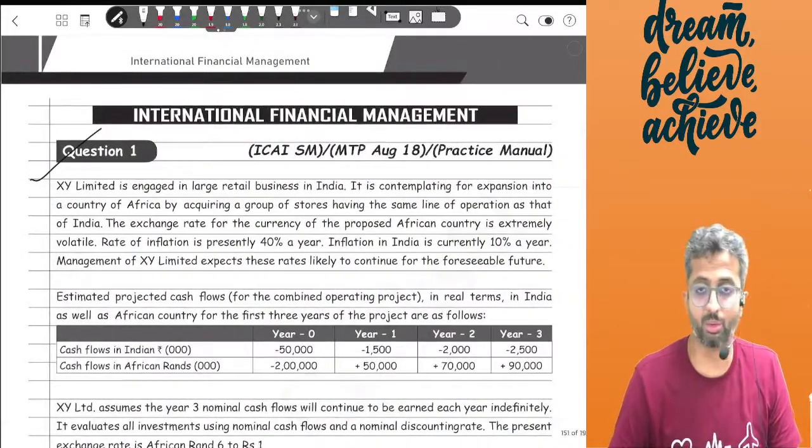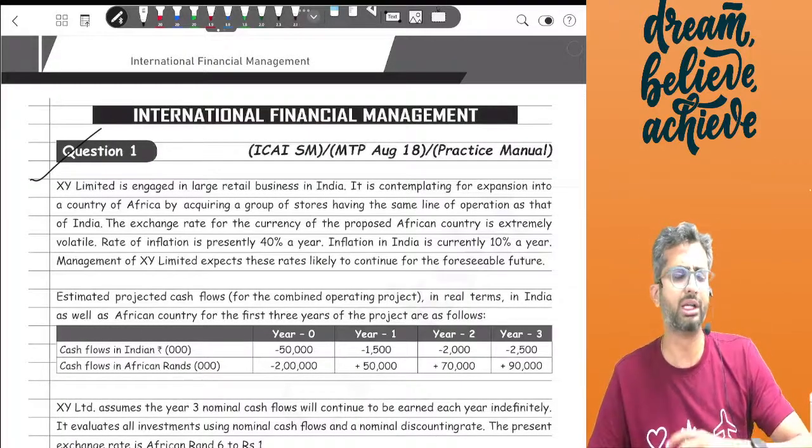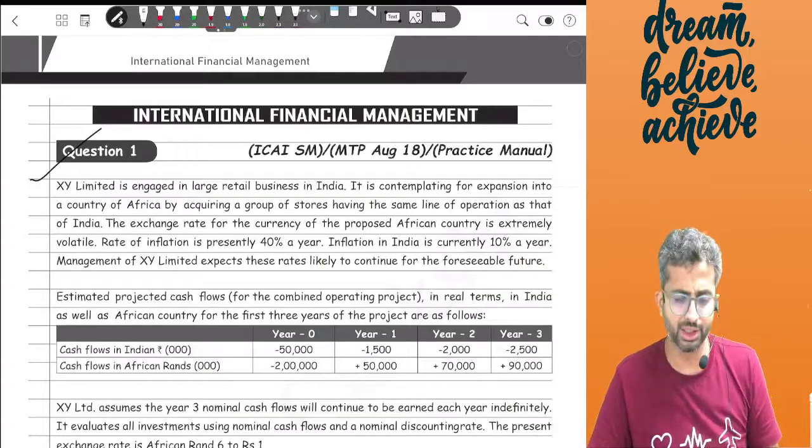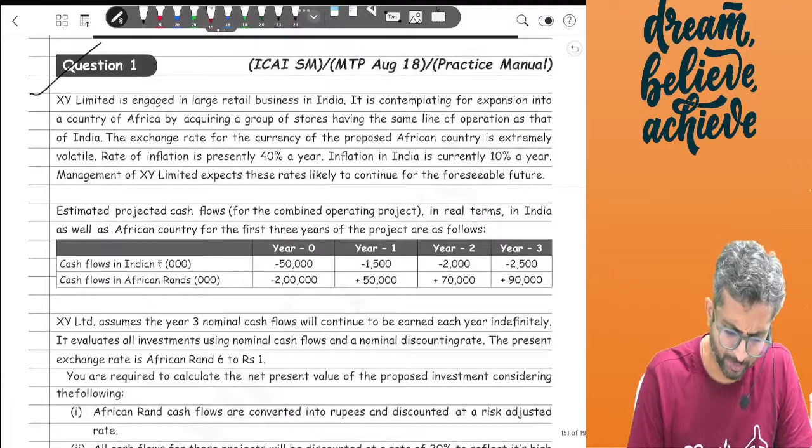Next question is question 1. I would rate this as important. It is a good question considering inflation, considering the home currency approach. All of this is done quite well over here. So let us review question number 1.